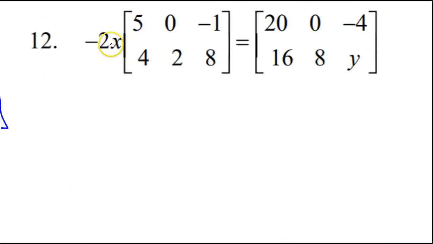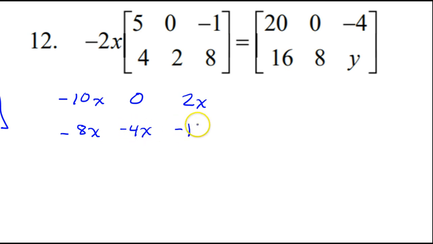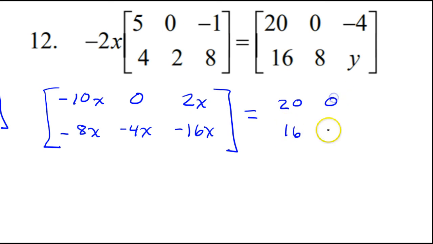Number 12. This time the scalar multiple has a variable in it, but we will still multiply each of these by negative 2x. So that's going to give me negative 10x and 0 and 2x and negative 8x and negative 4x and negative 16x. Okay, I'm just going to bring all of this down. 20, 16, 0, 8, negative 4, and y.